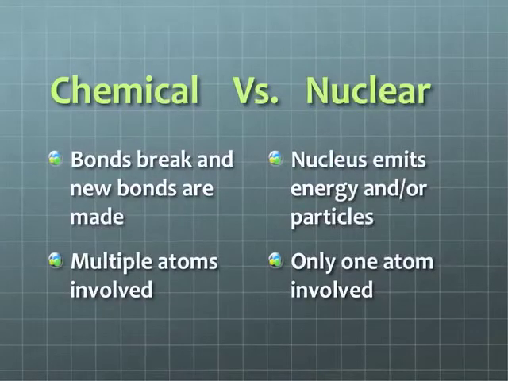A chemical reaction has bonds breaking and new bonds being made. Multiple atoms are involved, different compounds are broken apart, new ones are made. There's lots of different components to it. In a nuclear reaction, the nucleus emits energy and/or particles, and there's only one atom involved. So the nucleus of one atom is changing.